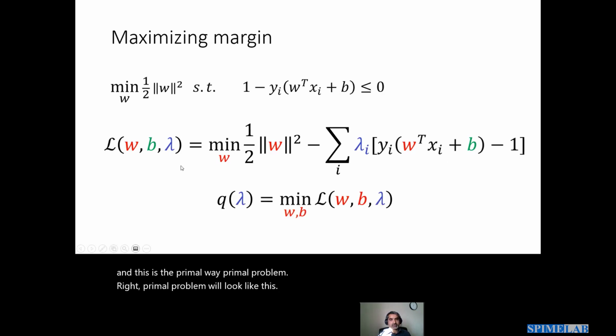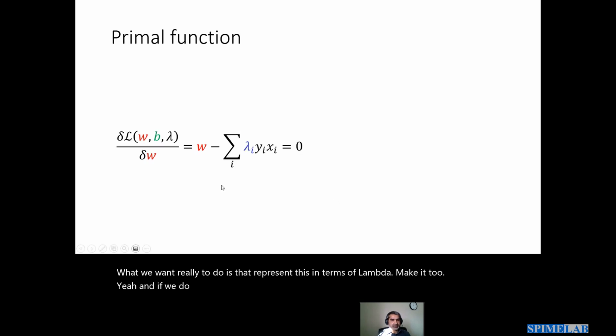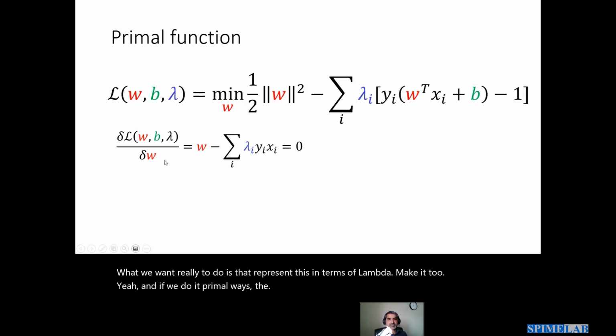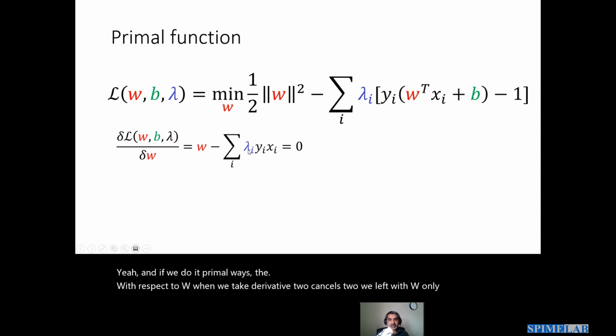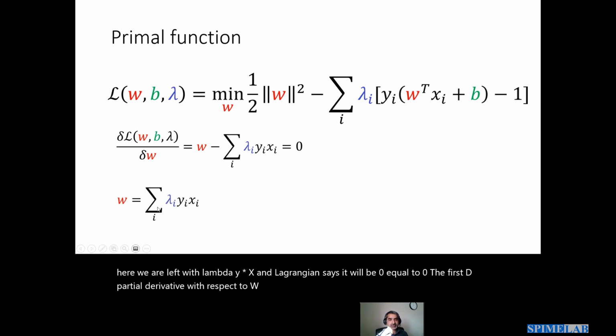Let's take derivative of this function with respect to W, B, and lambda. But what we want really to do is represent this in terms of lambda, make it dual. And if we do it the primal way, with respect to W, when we take derivative, 2 cancels 2, we are left with W only, and from here we are left with lambda Y multiplied by X. And Lagrangian says the partial derivative with respect to W is equal to 0. And that means W is equal to summation of all lambdas, all Y's, and all X's.